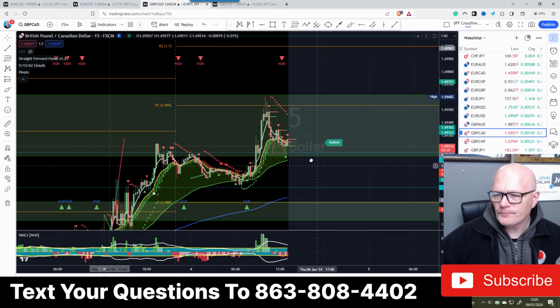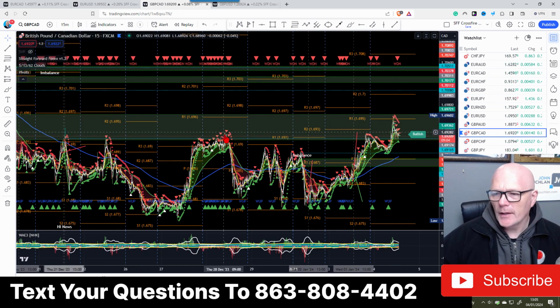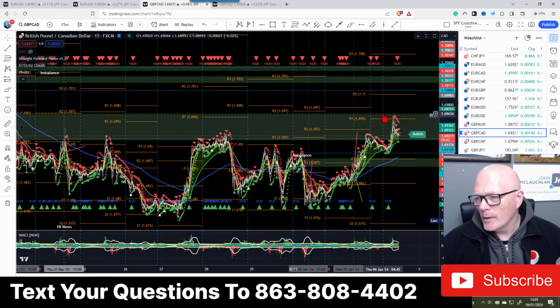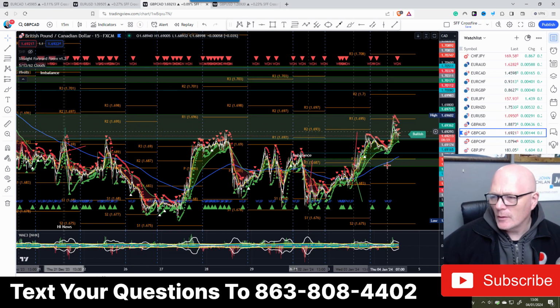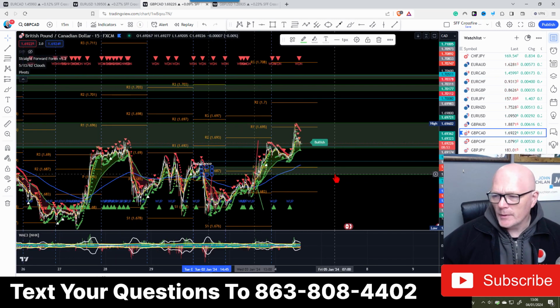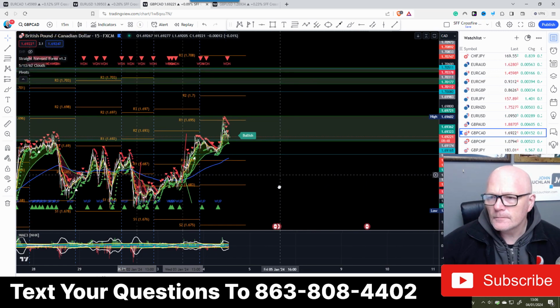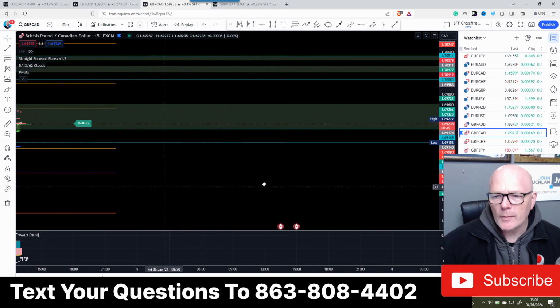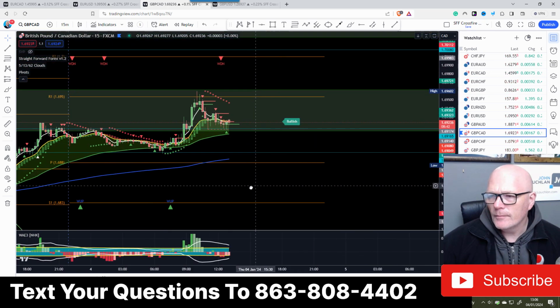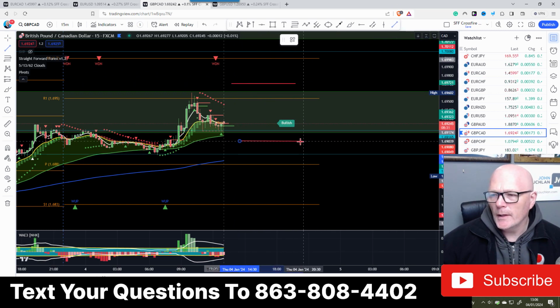GBP CAD. What's happened with this? Very similar. It's come back. It's almost taken out the imbalance, but we'll keep that imbalance on because there's still a little bit to take out. But this imbalance down here has been taken out, so we'll keep that on. Let's have a bit of a zoom in. So vertical line and two trend lines. And all we're going to do is repeat the process for all four pairs.